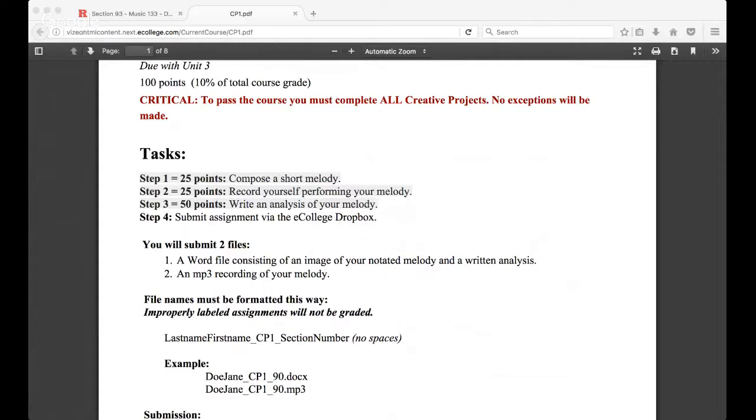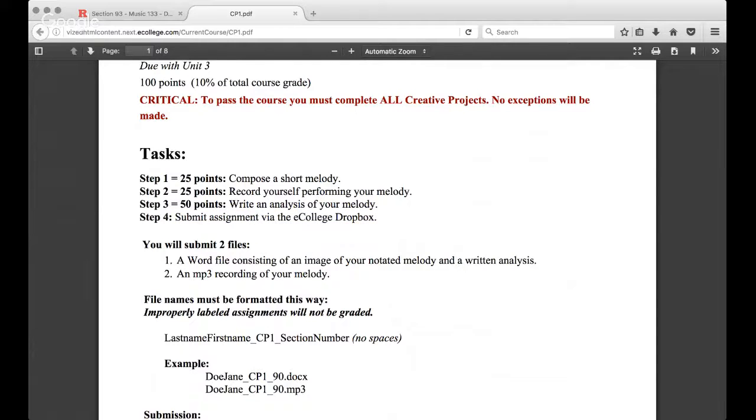Absolutely. So the third component is writing the analysis, and this is just as important as every other piece of it. This is not just an afterthought. So that's really important. Then, of course, submit everything. That's crucial. So that's step 4.